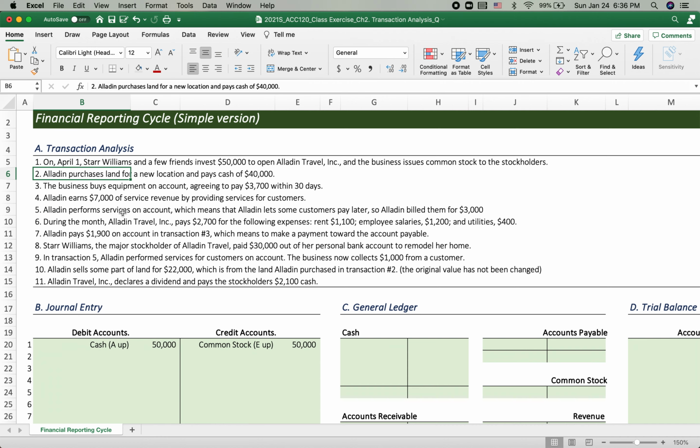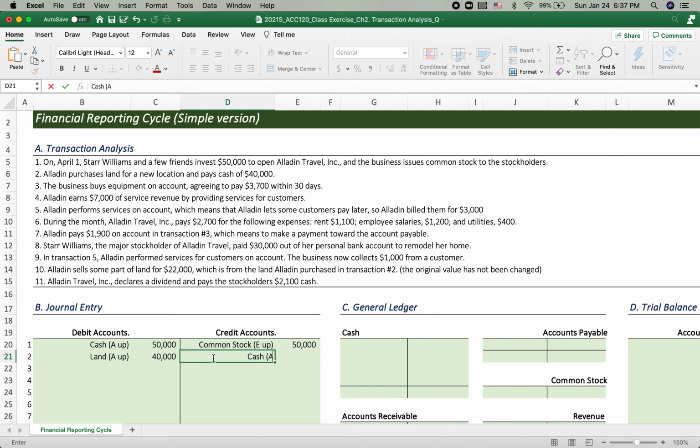Number 2, Aladdin purchases land. Now we found a transaction like a purchase, an exchange between two participants, with the subject being land, a new location, and paying cash. So using this $50,000, Aladdin Travel Company purchases land. So what account do we need? As we practiced in class, land, which is asset up, right? How much is up? Right, $40,000, the value of this land, paid by cash.